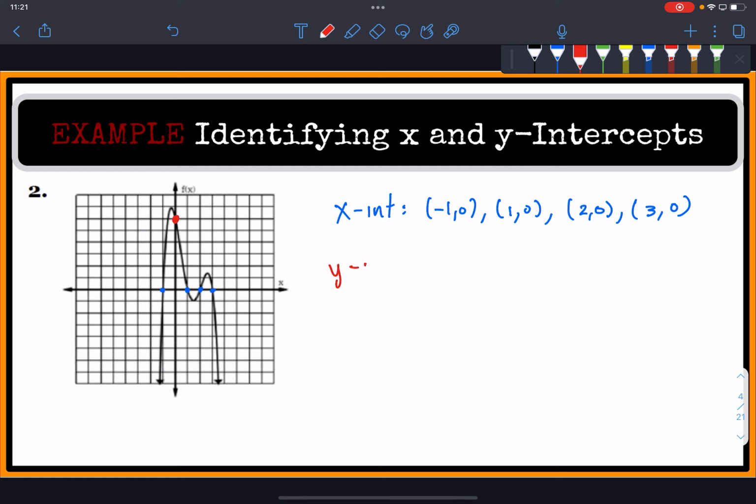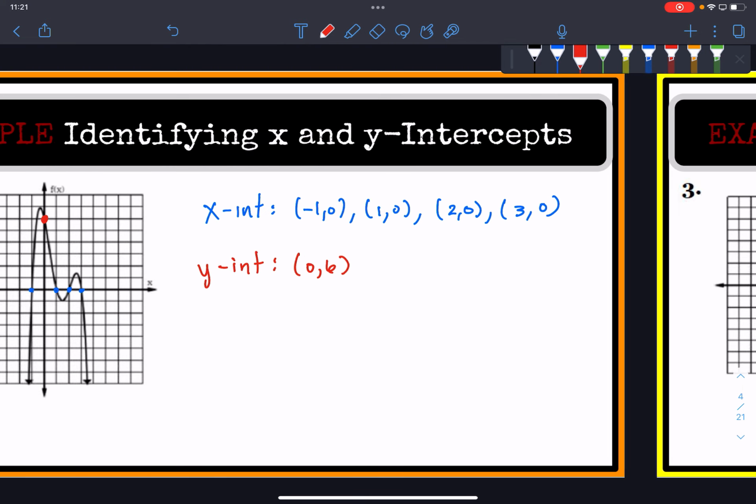And because we're going to be focusing mostly on functions, functions can only have up to one y-intercept. It can only cross the y-axis no more than once. Like right here, they were crossing the y-axis at 0, 6. So that is our y-intercept.